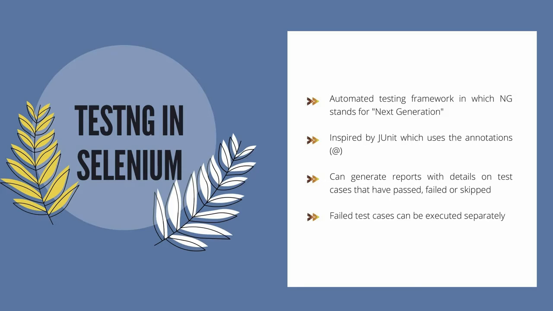The NG in TestNG stands for next generation. TestNG is mainly inspired by JUnit actually, which uses annotations with the at the rate symbol. So using TestNG, we can generate a detailed report and easily determine how many test cases have passed, failed, or skipped. We can also execute the failed test cases separately. So that our audience can better understand how this works, we will demonstrate the TestNG framework.